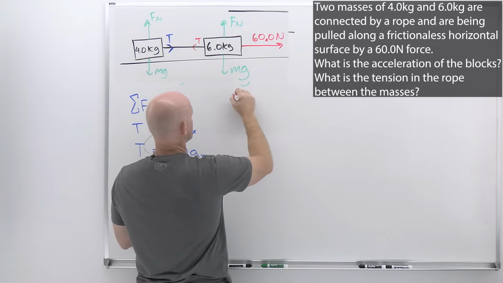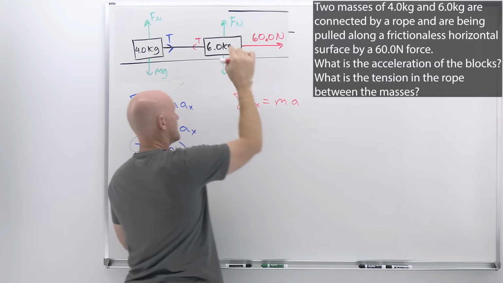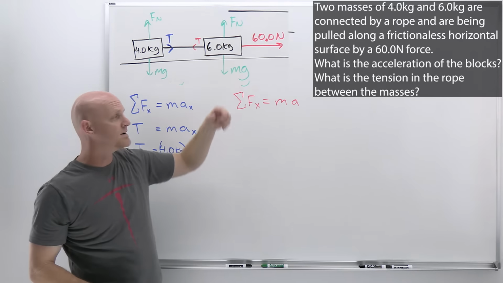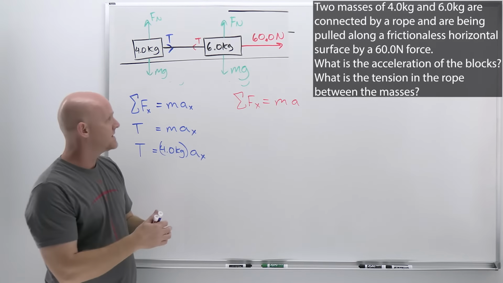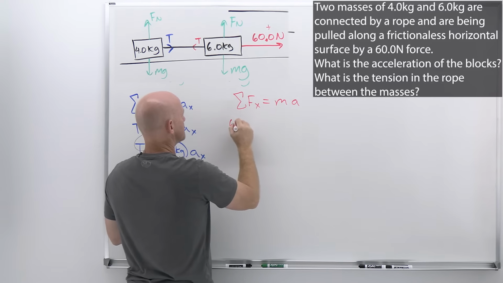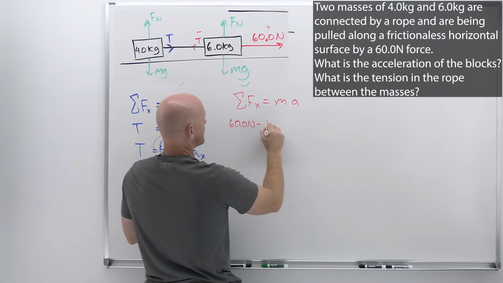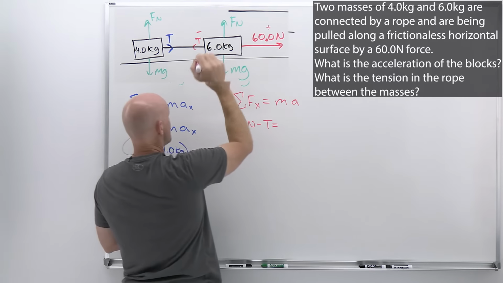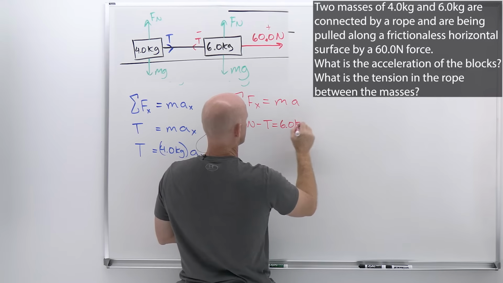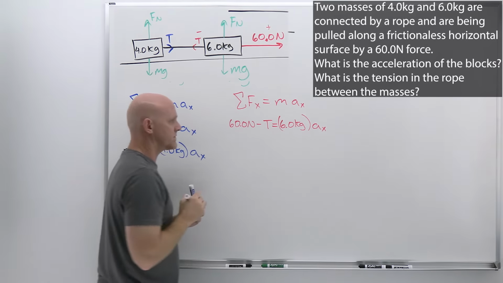And once again, sum of the forces in the x direction is going to equal ma. Again, not in equilibrium. So in the x direction, it will be accelerating to the right. So Newton's second law applies. And in this case, though, we do have two forces. We'll make the 60 Newton force positive, and the tension pointing back the other direction negative, so minus tension. And in this case, the m specifically, we've got to be careful here, is 6.0 kilograms. And once again, times that acceleration in the x direction.